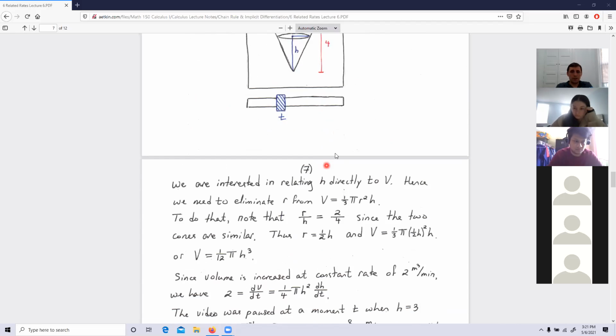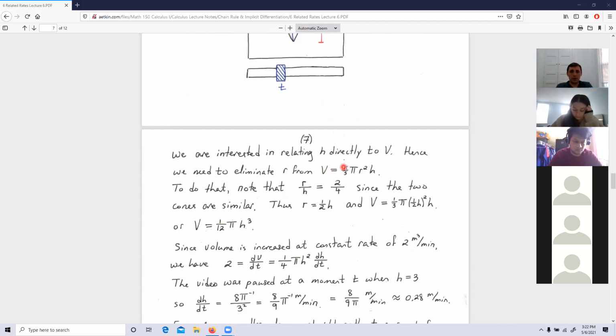So this is the volume, guys. The volume is 1/3 pi r squared h. That's the volume of a cone. Yes? Now, I do not like that r is there. r is a function of time and h is another function of time. Agreed? I am only interested in relating h to the volume.